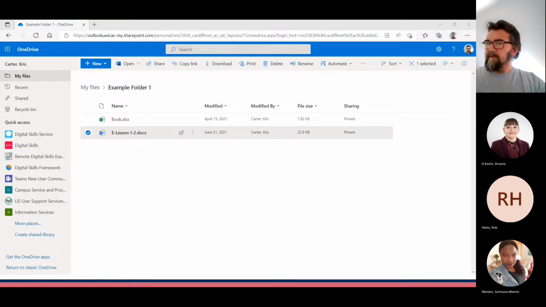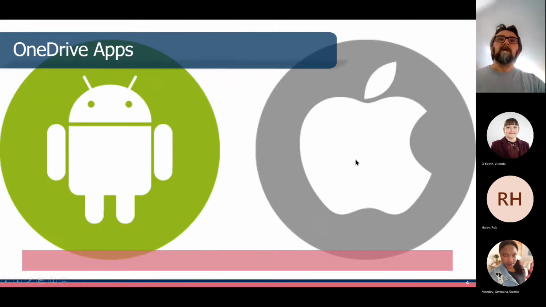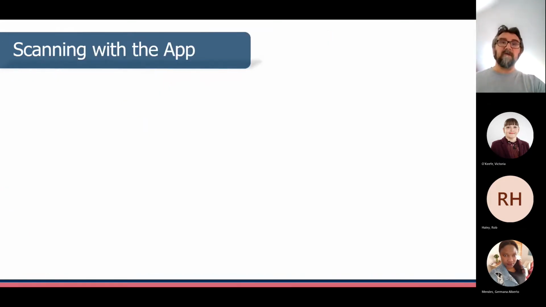So one thing I wanted to show you was the mobile side of things. You can download the mobile application for OneDrive via the Android stores or the Apple stores, depending on what device you've got. But if you do a search for Microsoft OneDrive, you can download these applications from those particular stores. They work very similarly to the web browser that you've seen just now.